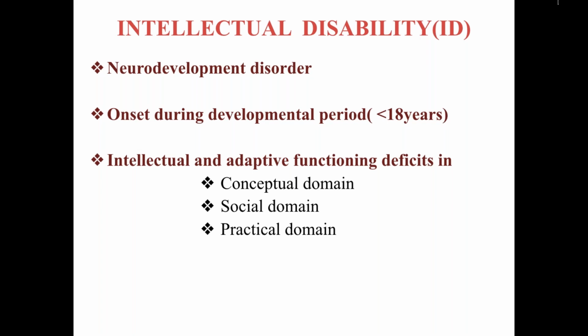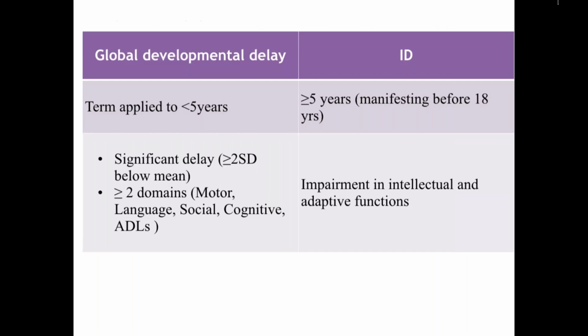Now, this is also actually a neurodevelopmental disorder with onset during the developmental period, that is less than 18 years of age. Now, intellectual disability pertains specifically to the cognitive and adaptive function. Now, global developmental delay and intellectual disability are taken as similar items, but there are some minor differences.